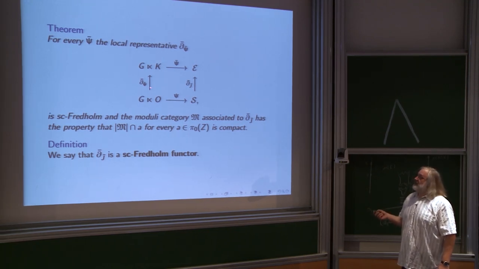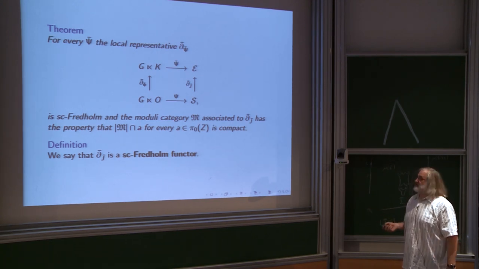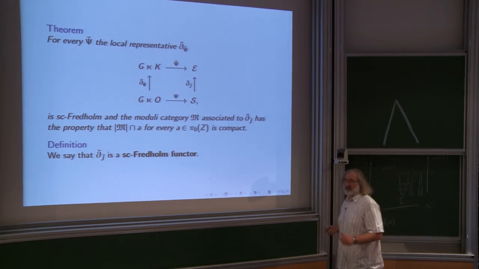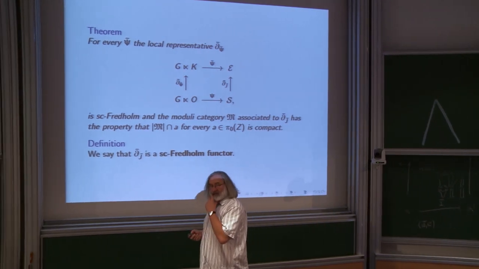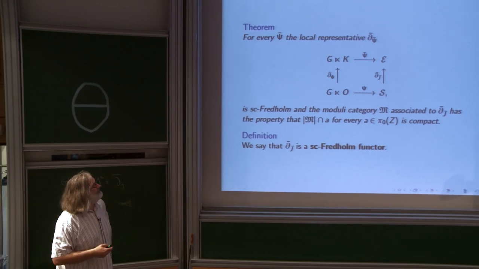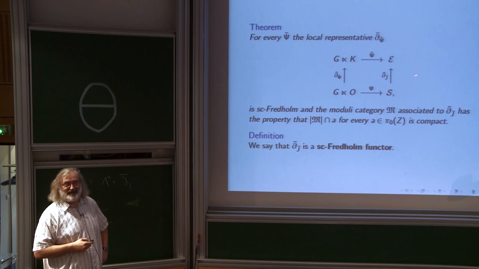Then if this thing vanishes, this means we have pseudo-holomorphic objects, which is the associated moduli category to this one. If I take its isomorphism classes and intersect it with a connected component of the orbit space, it's compact, that's Gromov compactness. So that's by definition what it means to have a Fredholm functor. I've just forgotten what O and S are. O and S. So S is stable maps, good. That is what we're talking about for a while now.